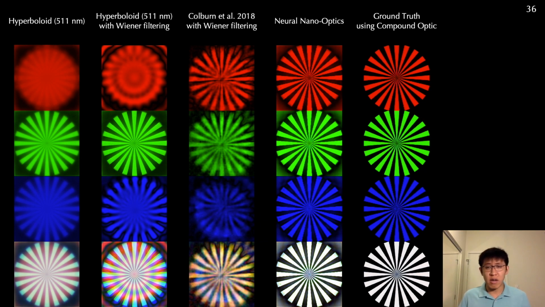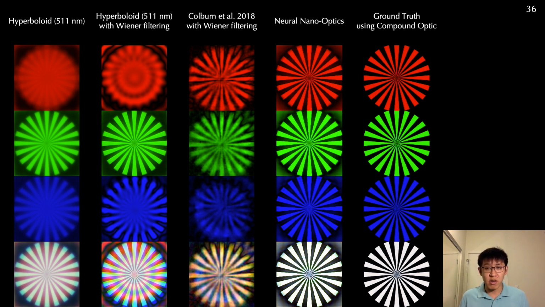And here I'm showing some more comparisons against alternative metasurface designs. Starting from the left, the hyperboloid design is designed specifically for a single wavelength, in this case the green wavelength at 511 nanometers. Although the performance is good for that wavelength, the imaging quality at other wavelengths is very poor. And applying a simple Wiener filter doesn't improve the performance much, as can be seen in the next column over.